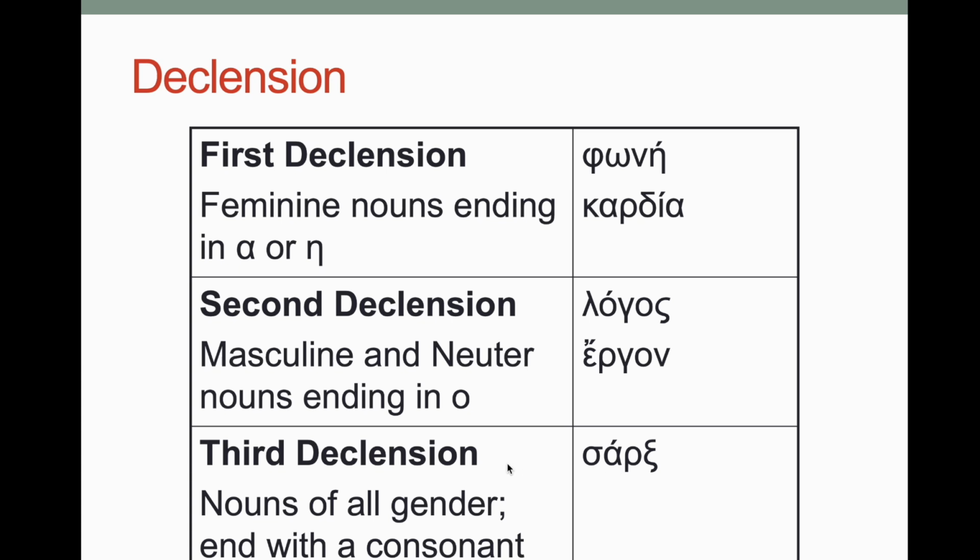And finally, third declension nouns are some of the trickiest nouns to learn. They include nouns of all 3 genders, and they end in a consonant, as we see in this example, sarx, which is the word for flesh. We'll learn about third declension nouns later on in the term.